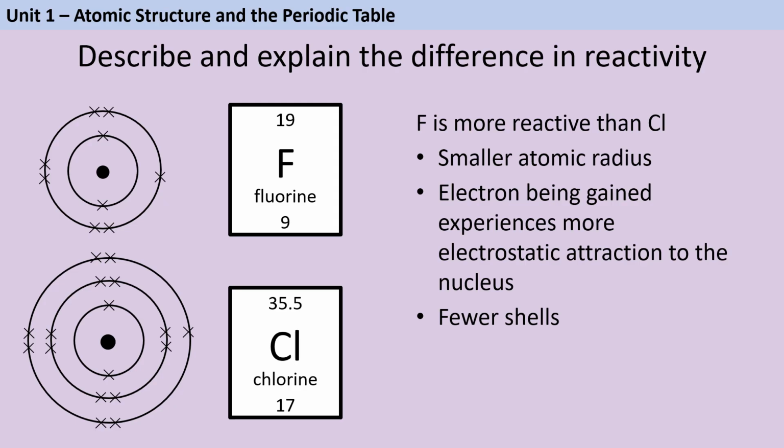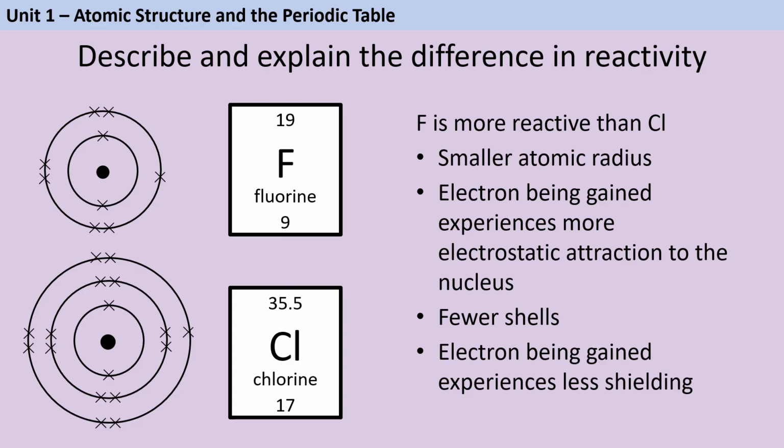This is partly because fluorine has fewer shells. It only has 2, whereas chlorine has 3. This also means that the electron being gained experiences less shielding, which is basically those inner shells of electrons getting in the way and stopping an outer electron from being able to feel the attraction of the nucleus.